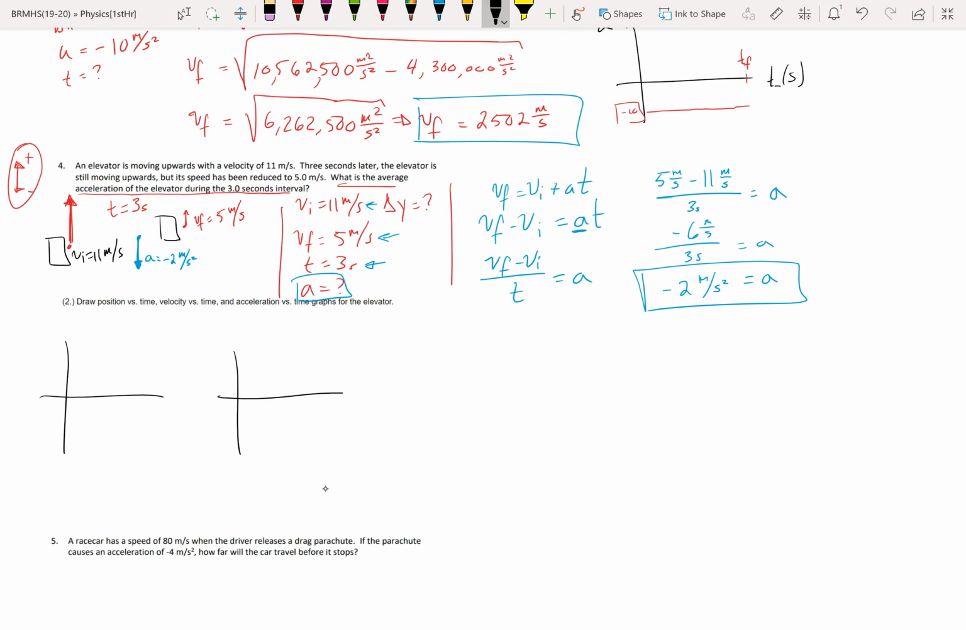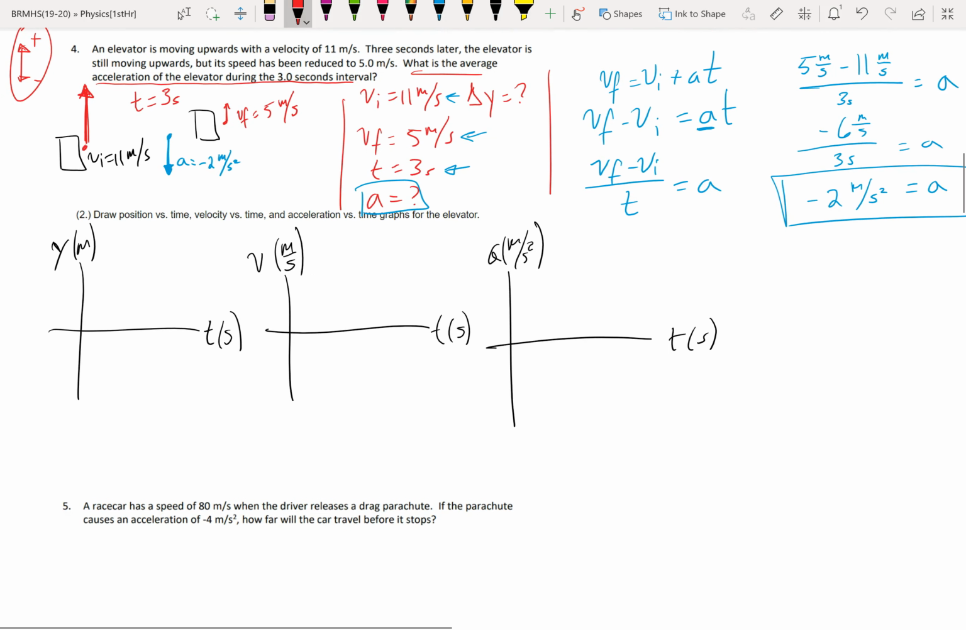All right, graphs. Let's call it y as a function of t, because that's the vertical axis. Meters per second, time, seconds, a, meters per second squared, time, seconds. We know it takes 3 seconds, so let me just mark that first. I know the acceleration is constant and it's minus 2, so there you go. That's supposed to be flat. Okay. Our velocity is going from what? Upward, so positive 11 to then down to 5.